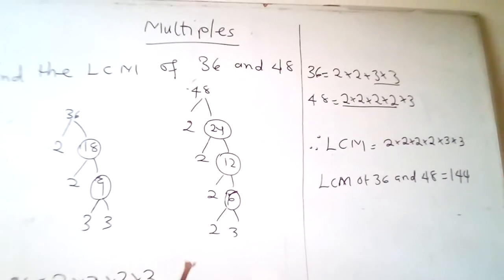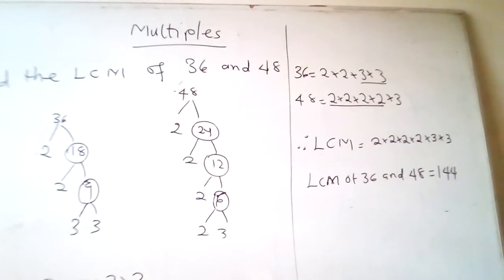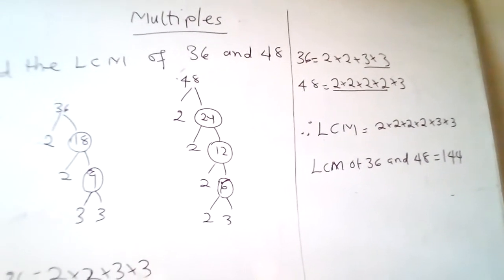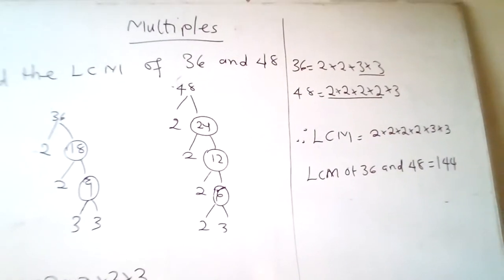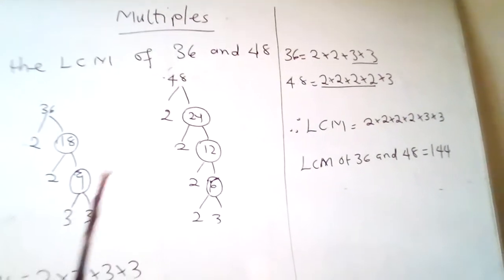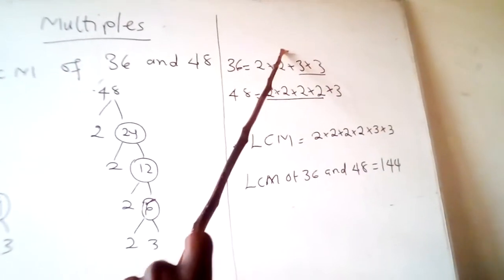Okay, so 3 occurred once in 48, and twice in 36. So we pick the 2 occurrences under 36. Here 3 occurs only once, but in 36, 3 occurs twice.